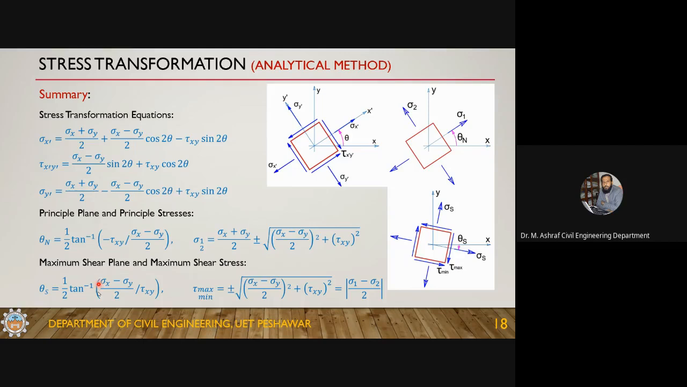And we also developed expressions for the maximum shear plane and maximum shear stresses. Here you can see the stress element where you can see the maximum shear stresses, and at the maximum shear stresses, the normal stress is not necessarily equal to zero, rather it is equal to a certain value, which is sigma x plus sigma y by 2. Sigma x plus sigma y by 2 is the normal stress. Okay, and we'll discuss this one in the coming slides.